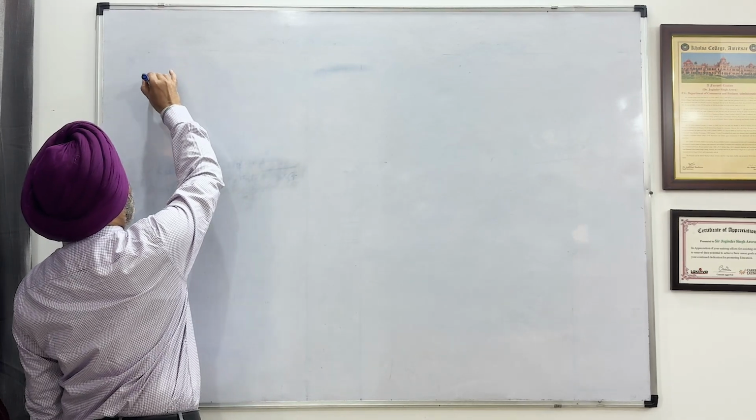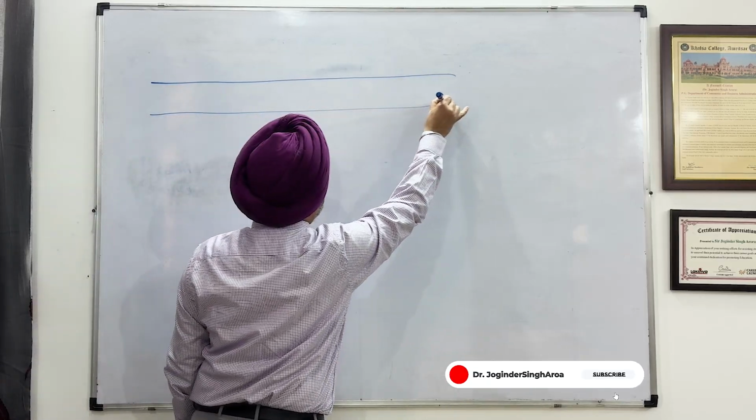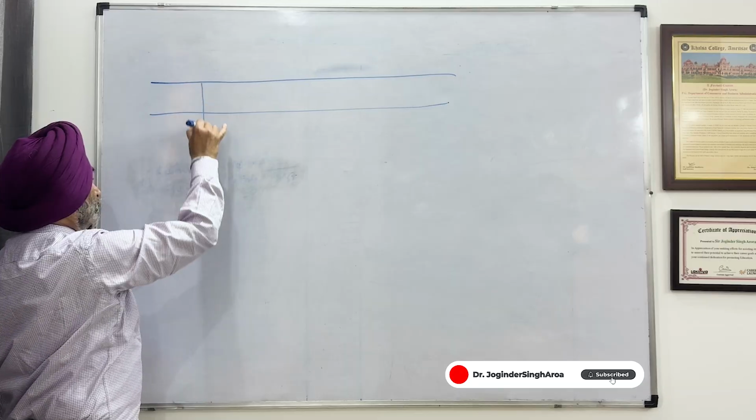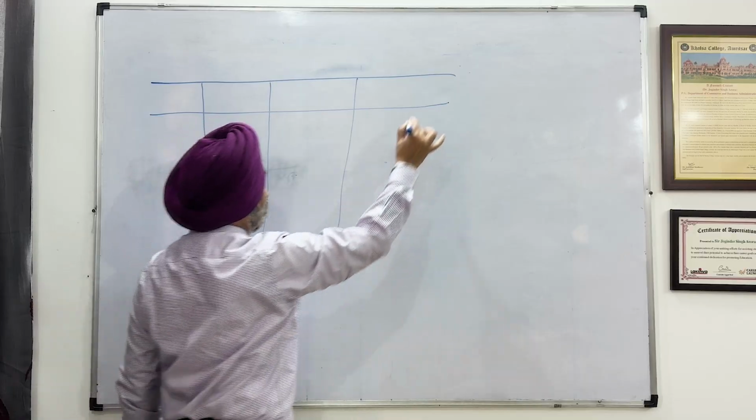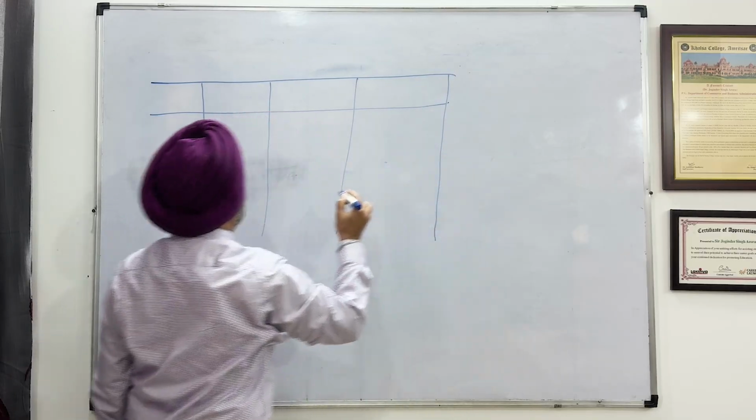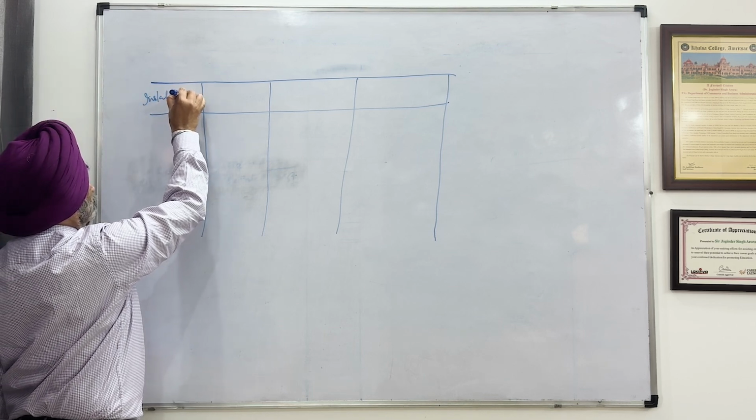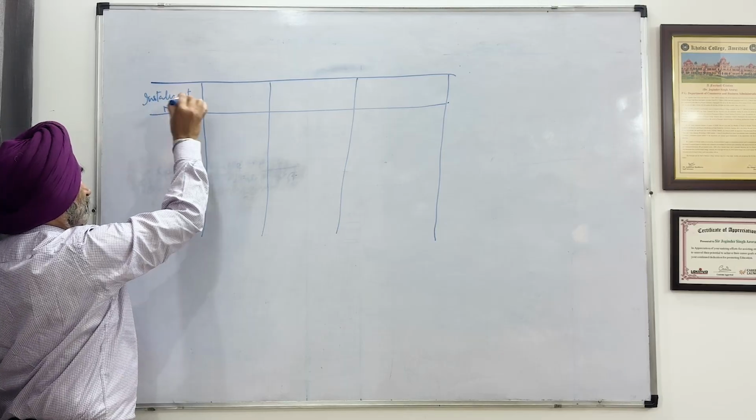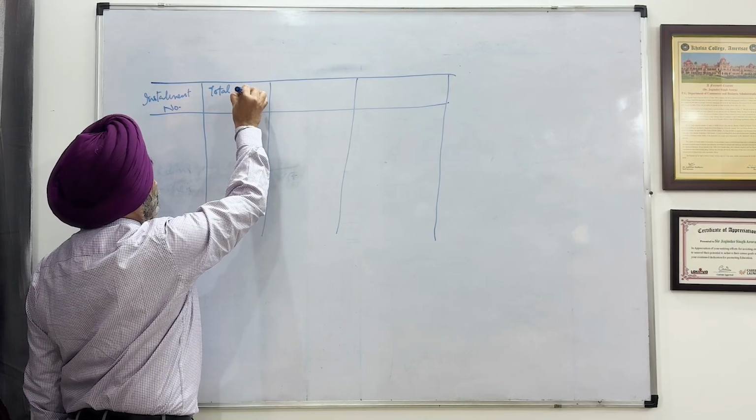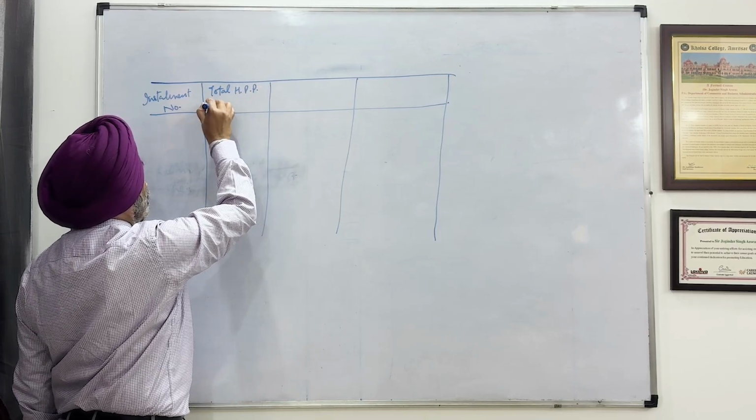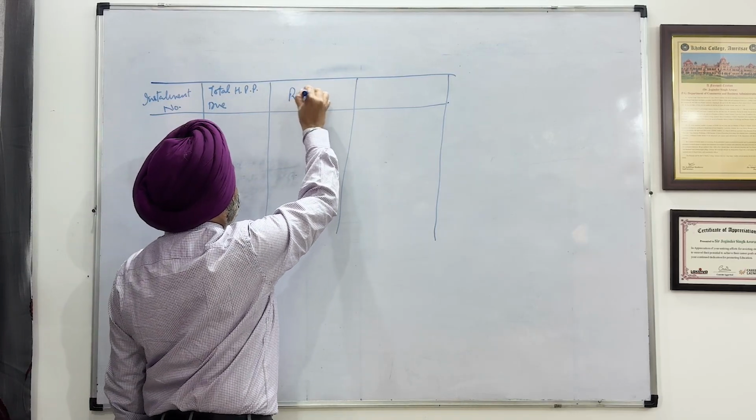In that case, we will prepare a table with four columns, and with it we will be able to calculate the interest. The columns are: installment number, total hire purchase price due, ratio, interest.